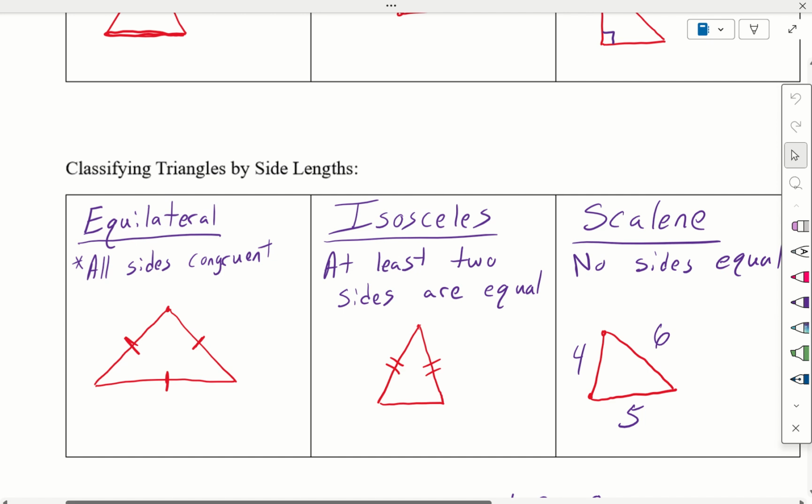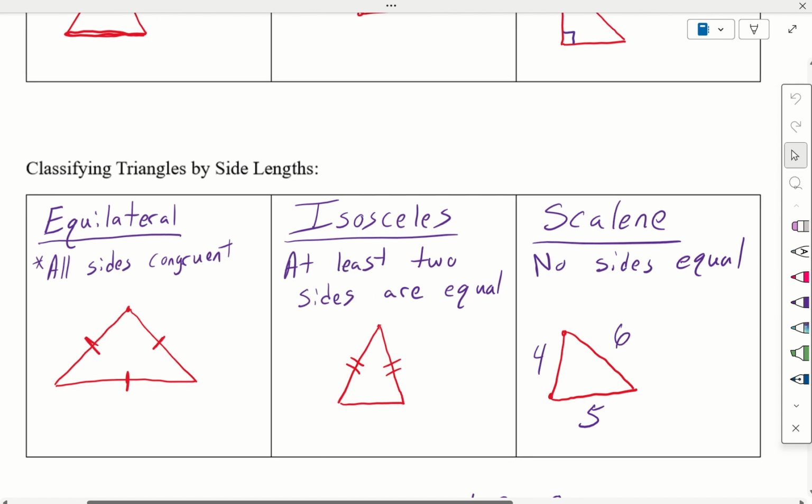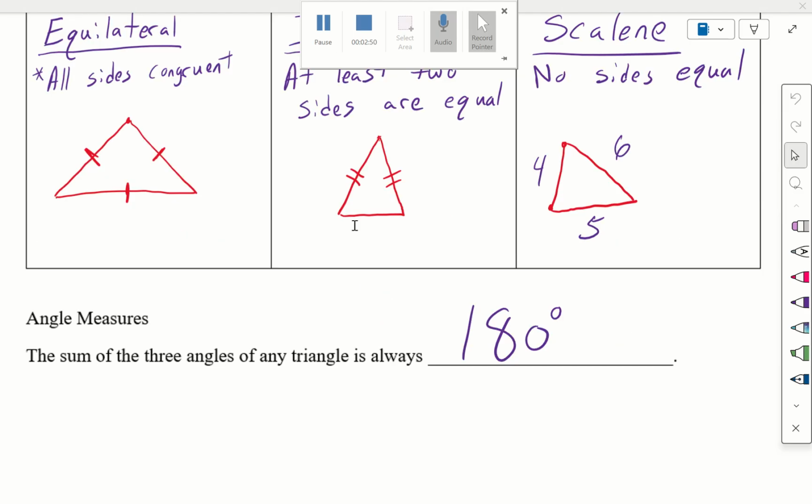And then finally, the third way to classify a triangle by its side lengths is a scalene triangle, which means there are no sides that are equal. Here's an example of one of those, 4, 5, 6, three different sides, three different side lengths. There you go. Pause the video now. Make sure you get all these down before you move on.